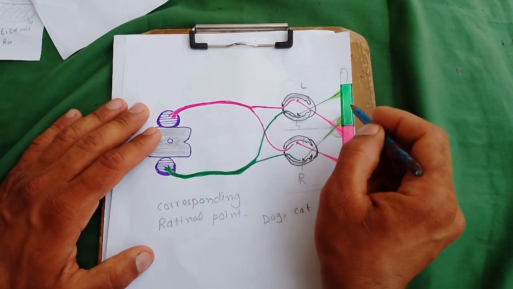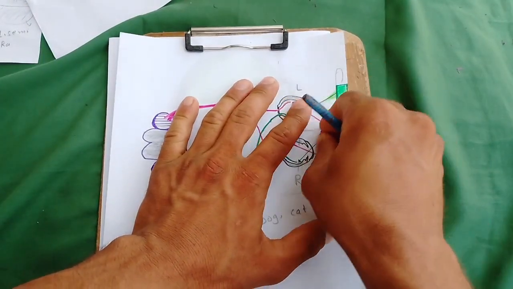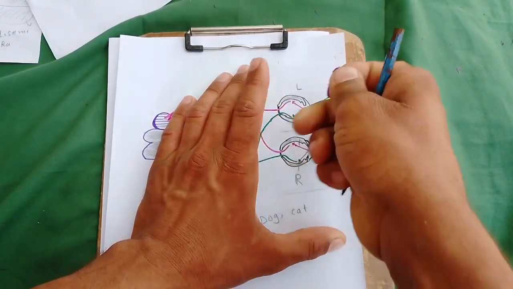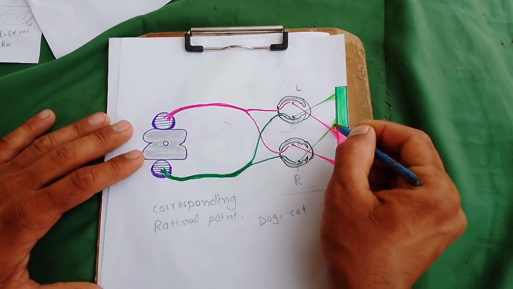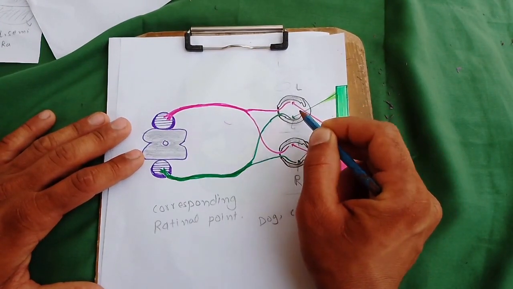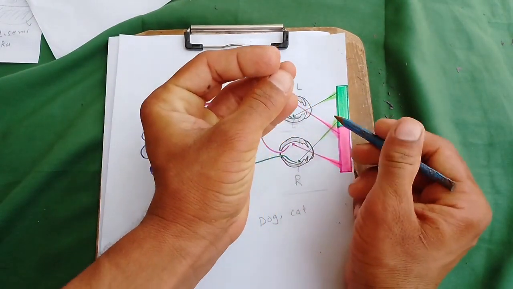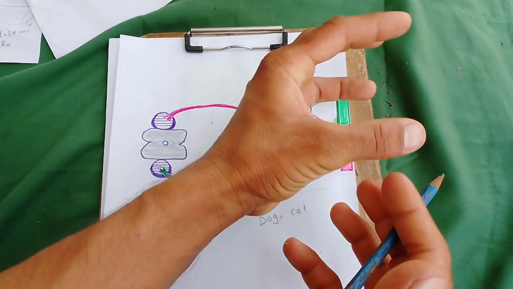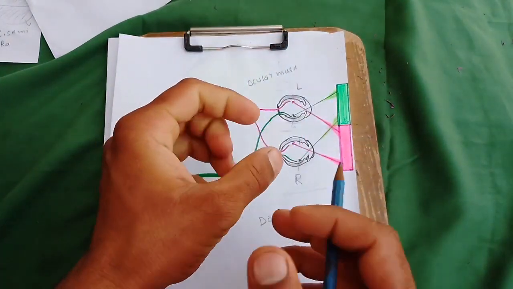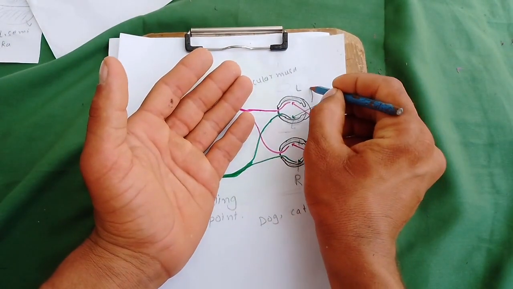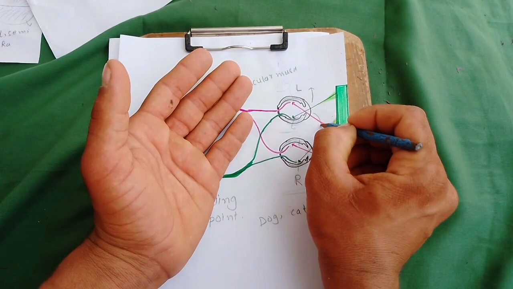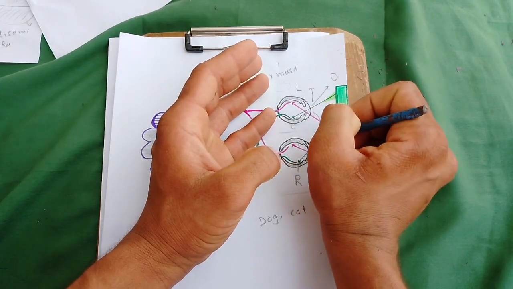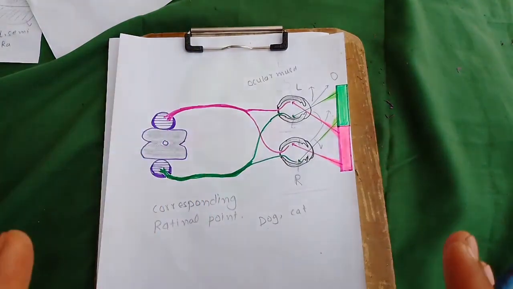Suppose these rays strike this area and these rays strike this area. So these are the corresponding points. This is because of the ocular muscles of the eye, which direct the eyes toward a specific direction. The muscles do not rotate one eye in this direction and the other eye in that direction. When we look at this object, the ocular muscles rotate both eyes in a specific way.